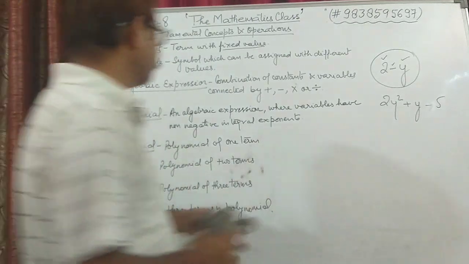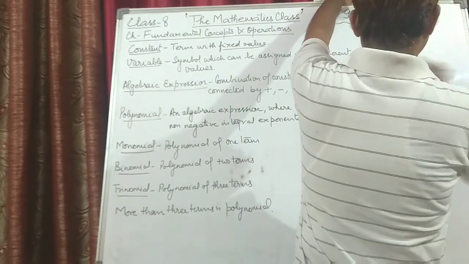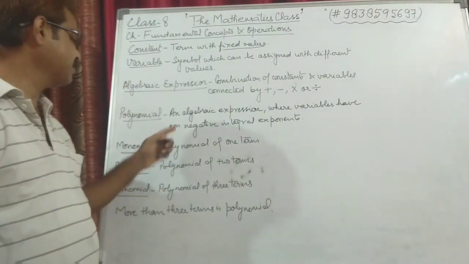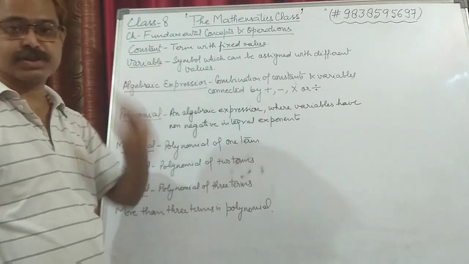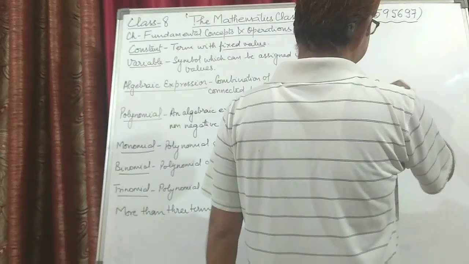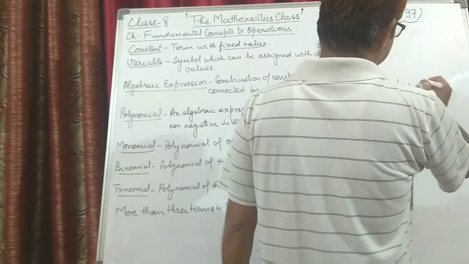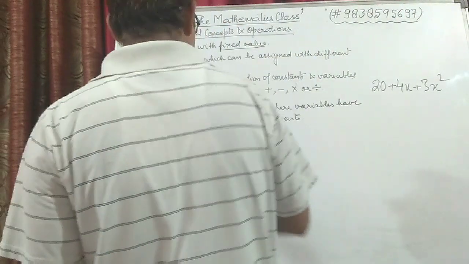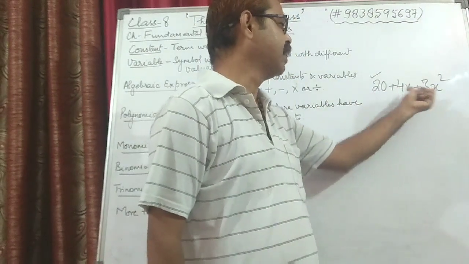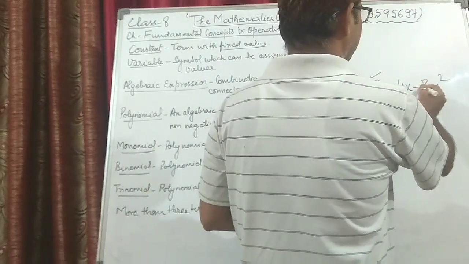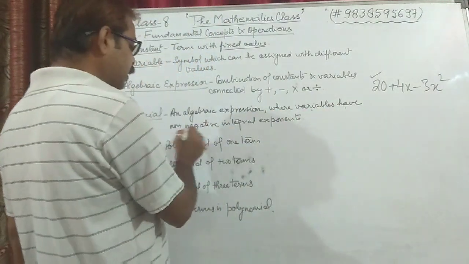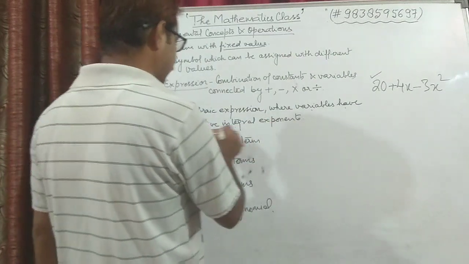Next we come on to polynomials. What are polynomials? An algebraic expression where variables have non-negative integral powers. Now this is important. What is the meaning of this? Let's say 20 plus 4x plus 3x square. This we know is an algebraic expression. Why? Because it is a combination of constant and variable connected with a positive or negative sign or multiplication and division sign. Where variables have non-negative integral exponents, this is important.